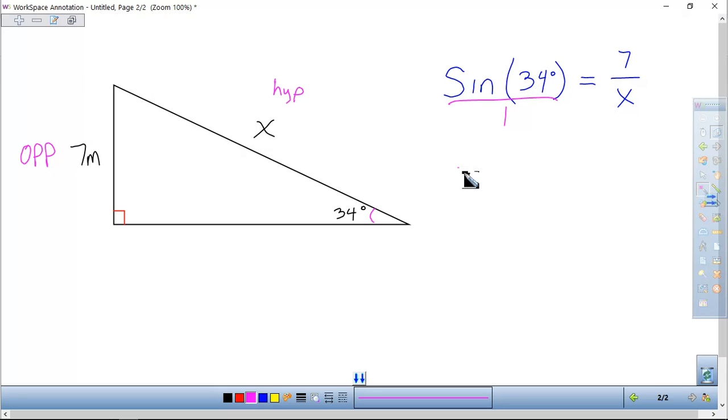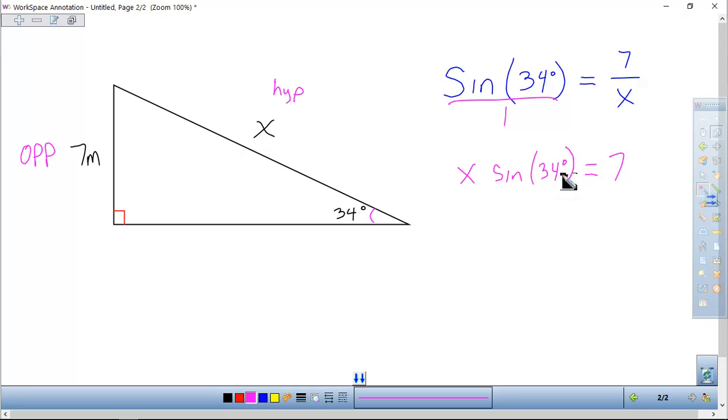So going this way, I'll end up with x times the sine of 34 degrees. I don't need to put anything in between the x and sine. It's just assumed to be multiplication. On the right side, 1 times 7 is 7. Then my next step would be to divide both sides by the sine of 34 degrees.